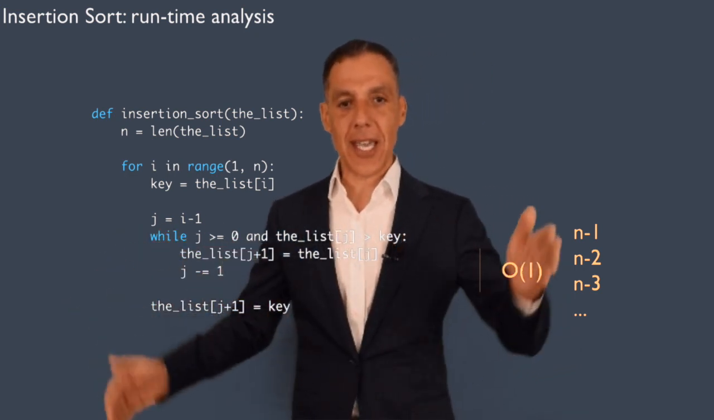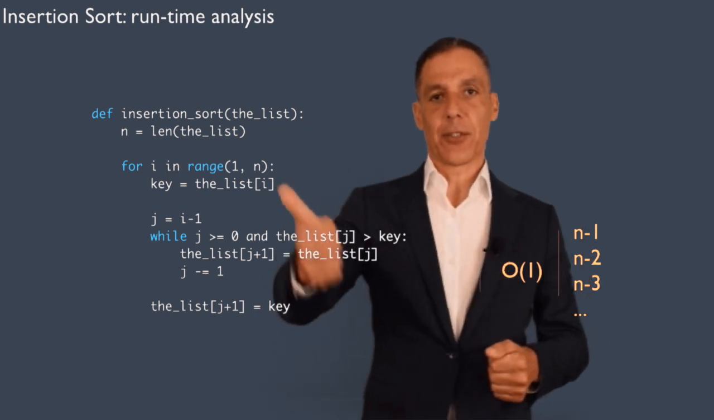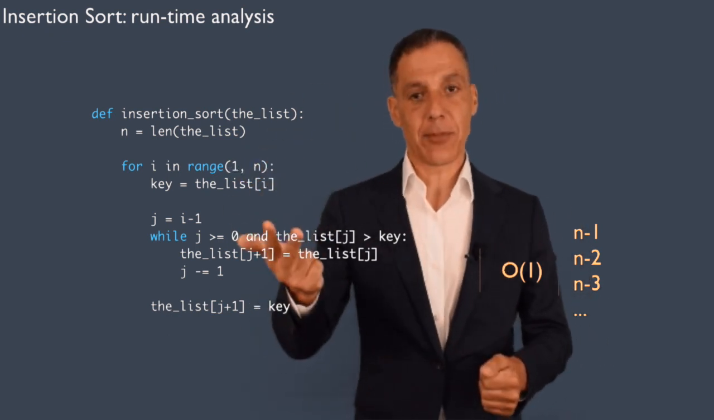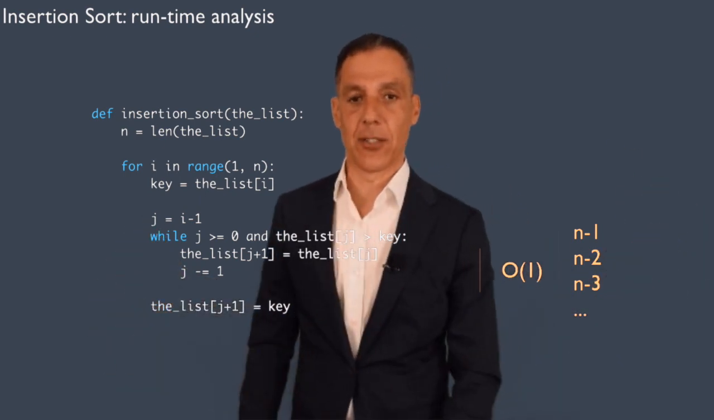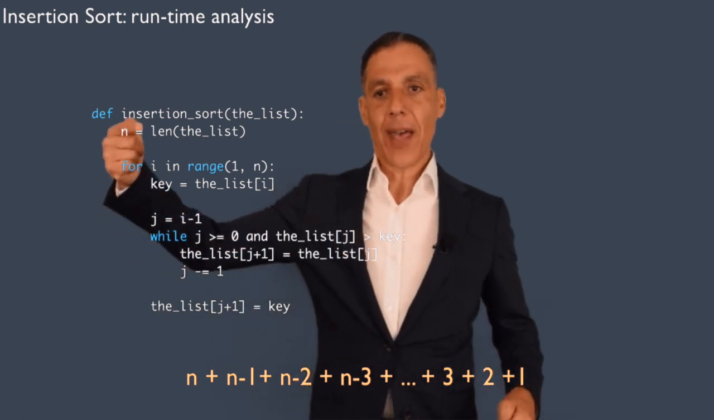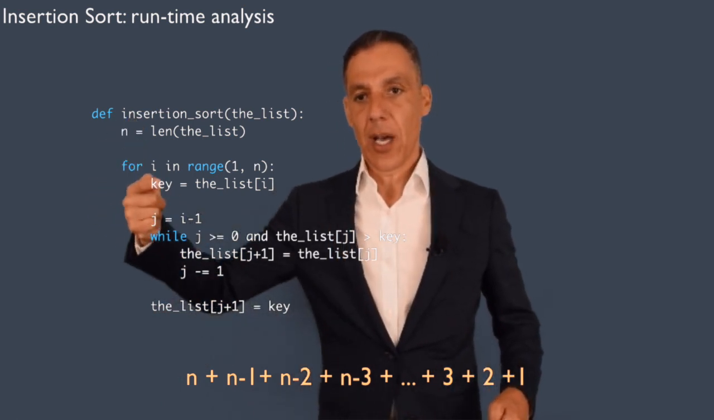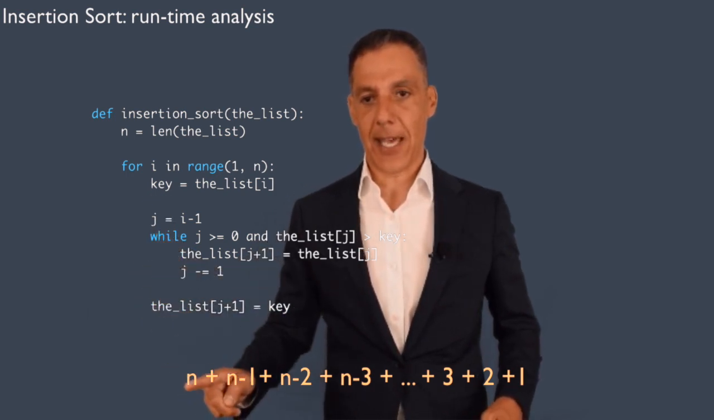So in the worst case, this loop will run 1 time on the first iteration, 2 times on the second iteration, 3 times on the third iteration, up to n-1 on the last iteration. Well, that looks pretty familiar. So I've got an O of n, which is this line of code, this line of code, this line of code, this line of code, and this line of code. That's that n right there.